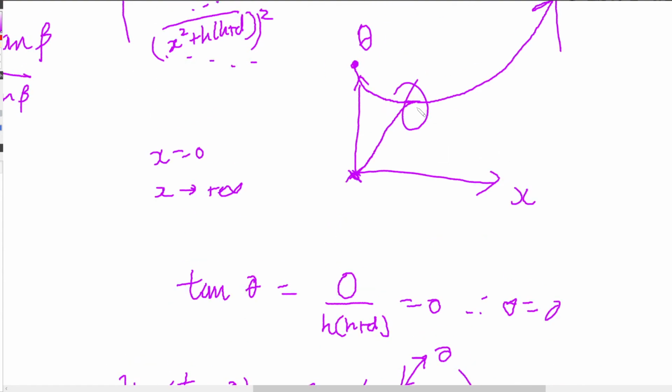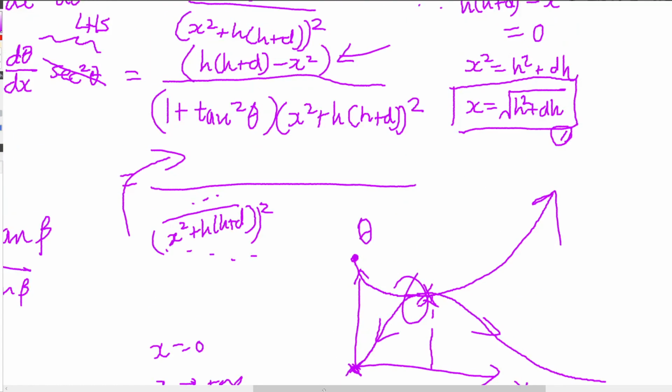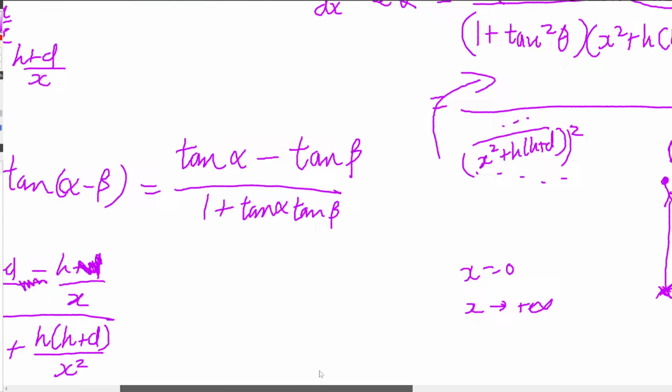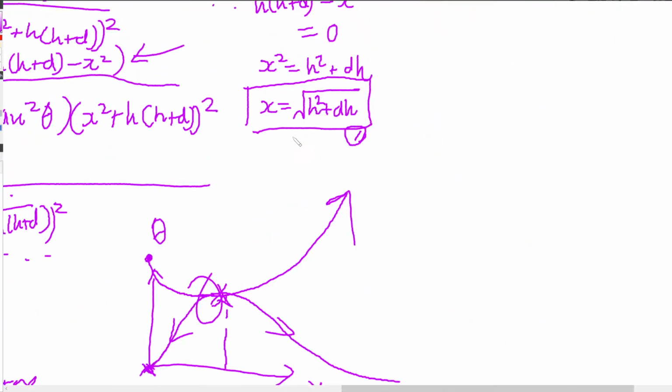So the graph looks something like this, because it must be decreasing if there are no other stationary points on either side. And it goes to 0 from some positive real value. Therefore, this is the x at which tan theta is maximized. So the value of x is indeed root h squared plus dh.